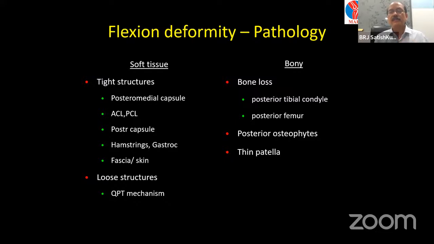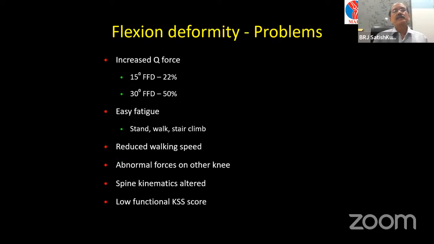The pathology basically starts with the posterior capsule and posterior synovium, synovitis. For pain relief, the patient starts keeping the knee in flexion, and the quadriceps wastes. All this gets coupled and ultimately results in flexion deformity. There can be posterior osteophytes. So with the flexion deformity, the problems are excessive forces on the joint, easy fatigability, reduced walking speed, all those things.